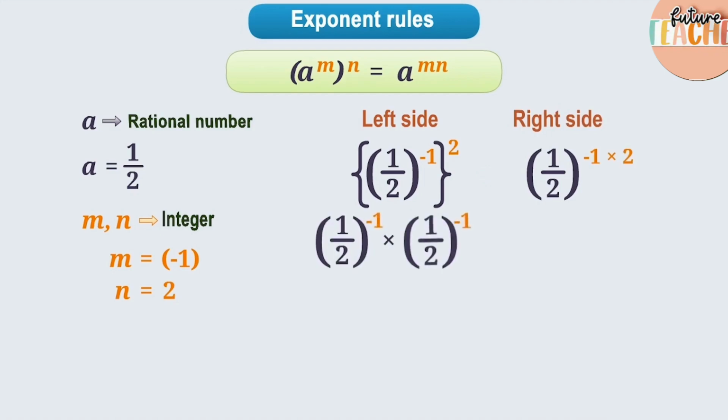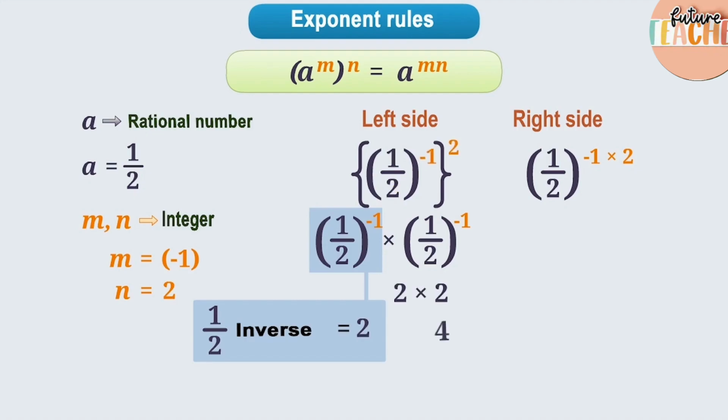We can write the left side as follows. 1 upon 2 to the power minus 1 whole to the power 2 is equal to 1 upon 2 to the power minus 1 into 1 upon 2 to the power minus 1. 1 upon 2 to the power minus 1 means 1 upon 2's reciprocal, that is 2. So we can write it as 1 upon 2 to the power minus 1 whole to the power 2 is equal to 2 into 2 is equal to 4.